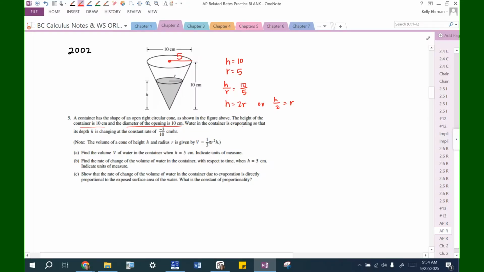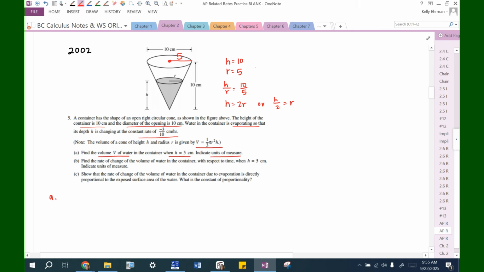Water in the container is evaporating so that its depth is changing at a constant rate of negative 3/10 centimeters per hour. Negative because water is leaving this cone. They give me the volume of a cone formula. Part A says find the volume of water in the container when h equals 5. Indicate units of measure. That's amazingly easy, right? It's sort of misleadingly easy. They just want you to find volume when h is 5.